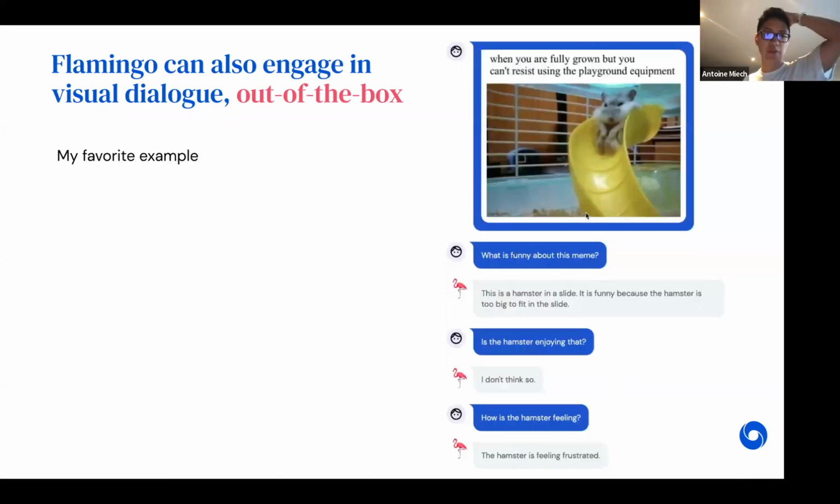And finally, that's my favorite example from when I interacted with Flamingo. You might have seen that on Twitter. It's a meme that I uploaded to Flamingo. I found it quite funny, so I was just curious to see what Flamingo would get out of it. I asked, what is funny about this meme? And it says this is a hamster on the slide, and it is funny because the hamster is too big to fit in the slide.